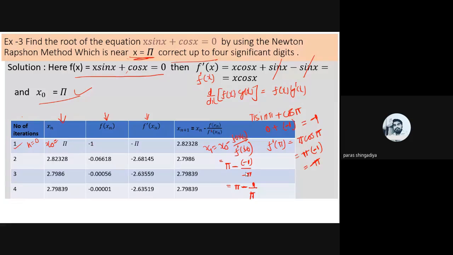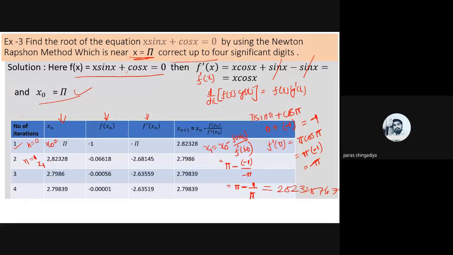So pi minus 1 divided by pi. It will be 2.82328 something. Okay, this is the answer you will get for pi minus 1 upon pi, 2.82328277, in the calculator. So let us consider up to 4 or 5 significant digits, 2.82328. This is the answer for x0, and now use this answer in the next iteration, for n equal to 1. So this value will become x1.